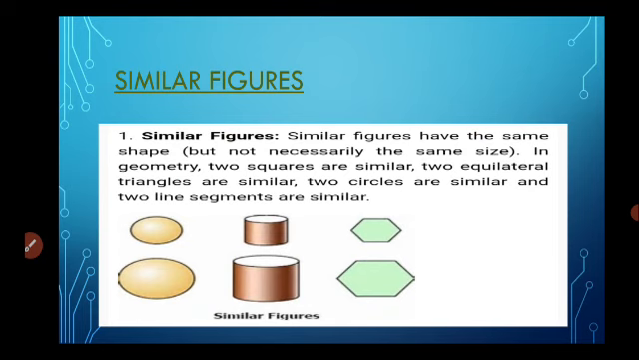Similar figures have the same shape. Same shape means it looks alike, but not necessarily the same size. In geometry, two squares are always similar. Two equilateral triangles are also similar. Two circles are similar and two line segments are always similar.